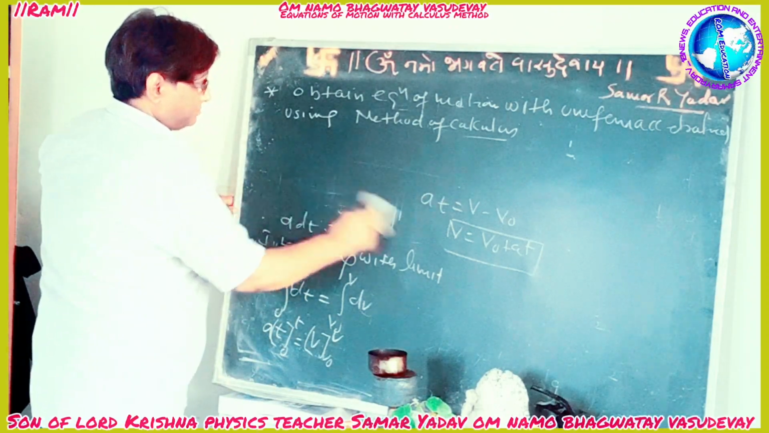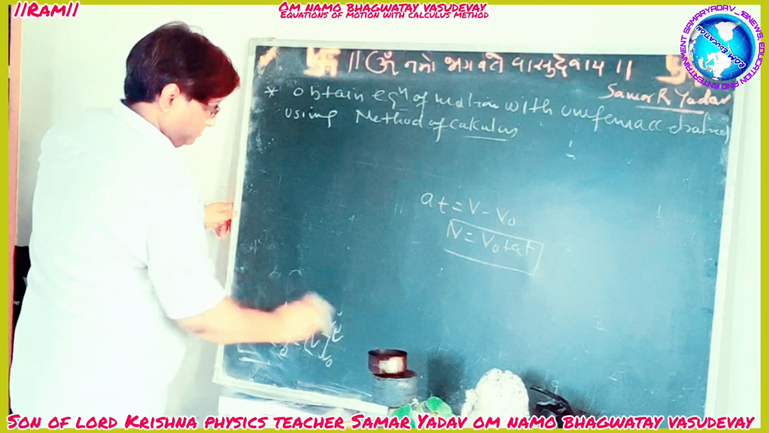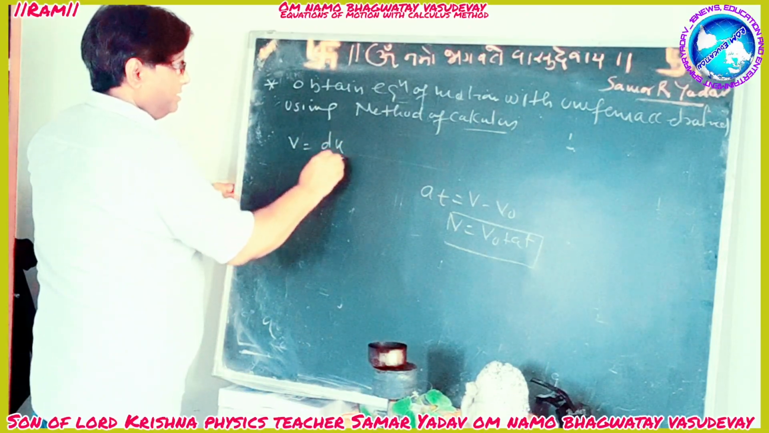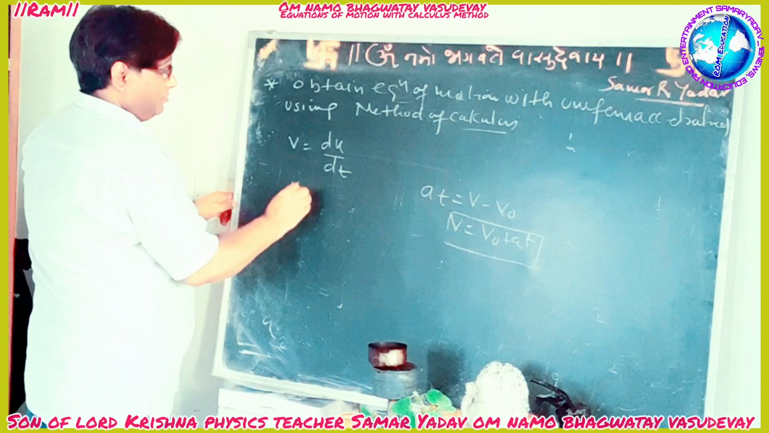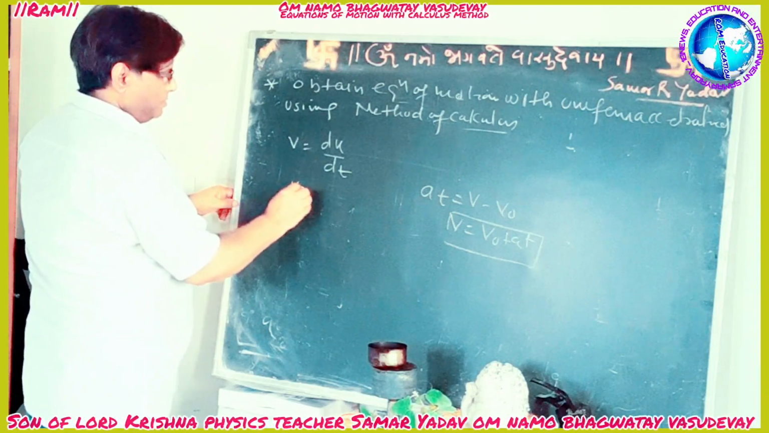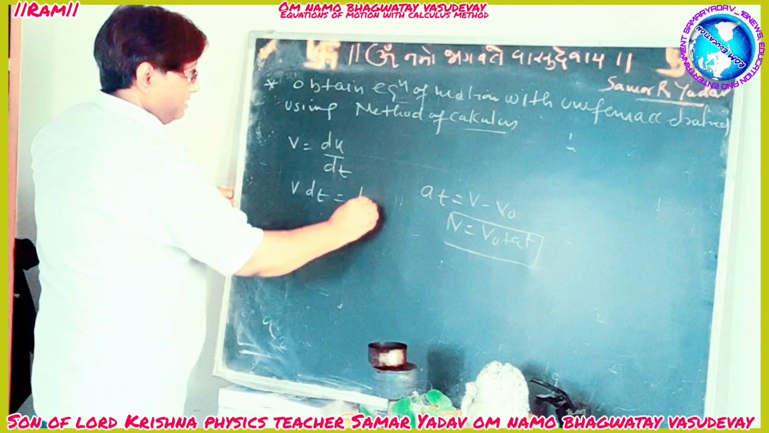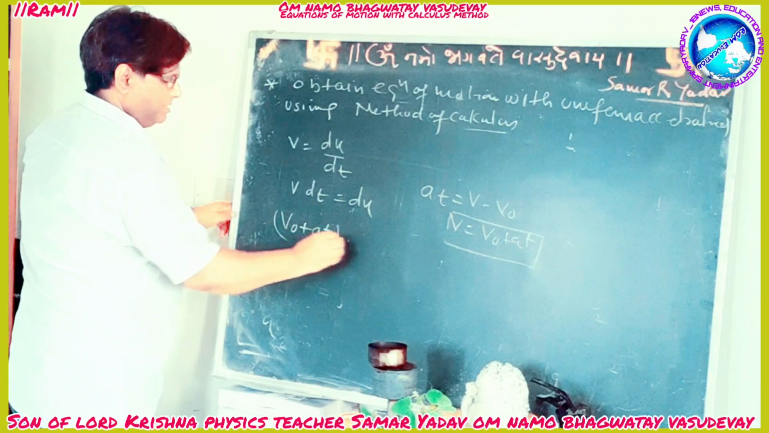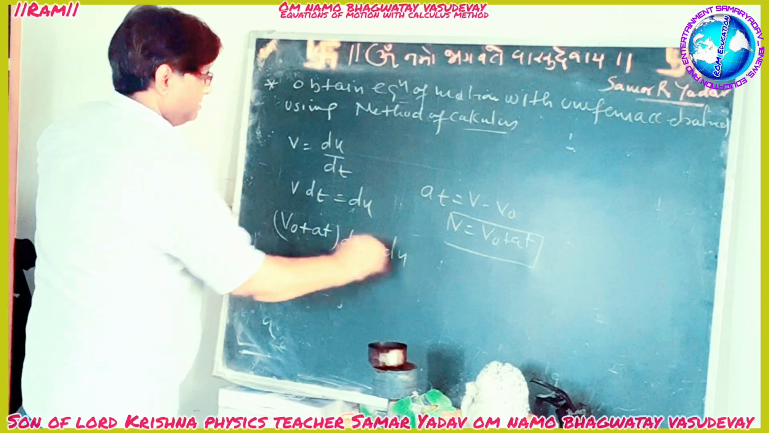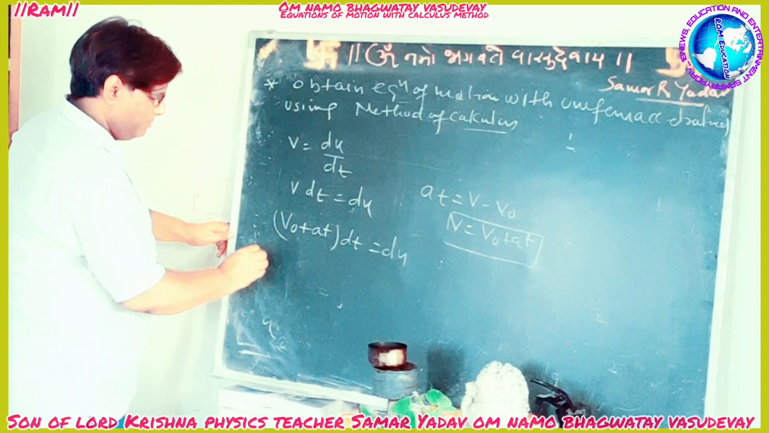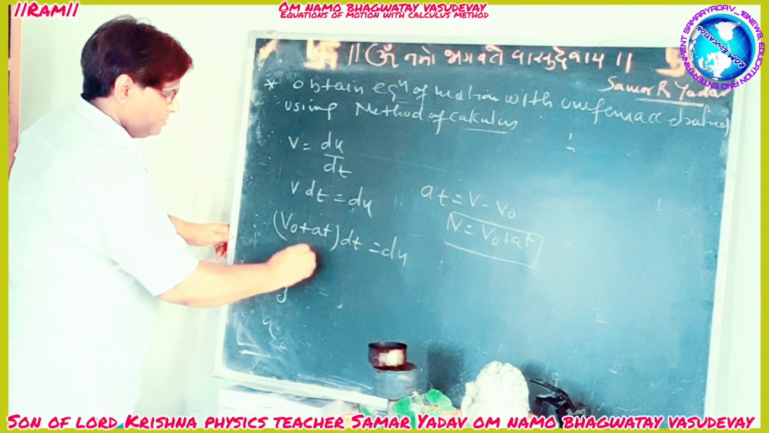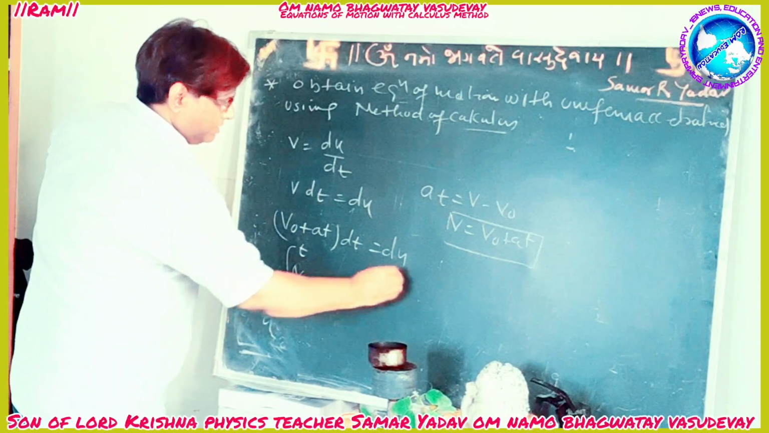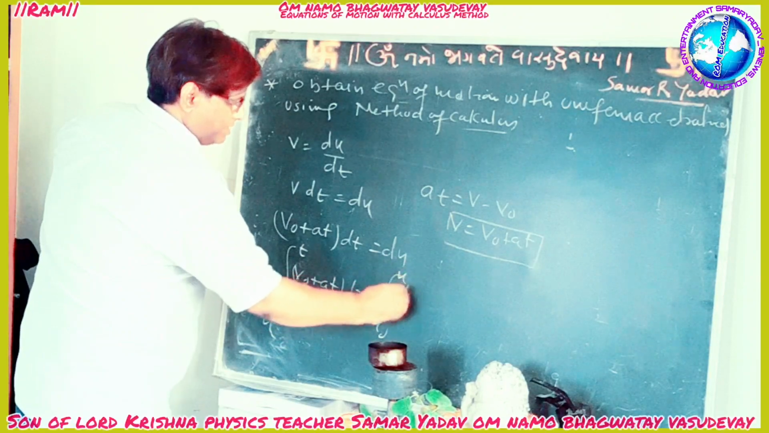Now we know that v is equal to dx upon dt. Therefore v into dt is equal to dx. Putting this v value here, we get v0 plus at into dt is equal to dx. Therefore, integrating with limit, we get integration of 0 to t of v0 plus at into dt is equal to integration of x0 to x of dx.